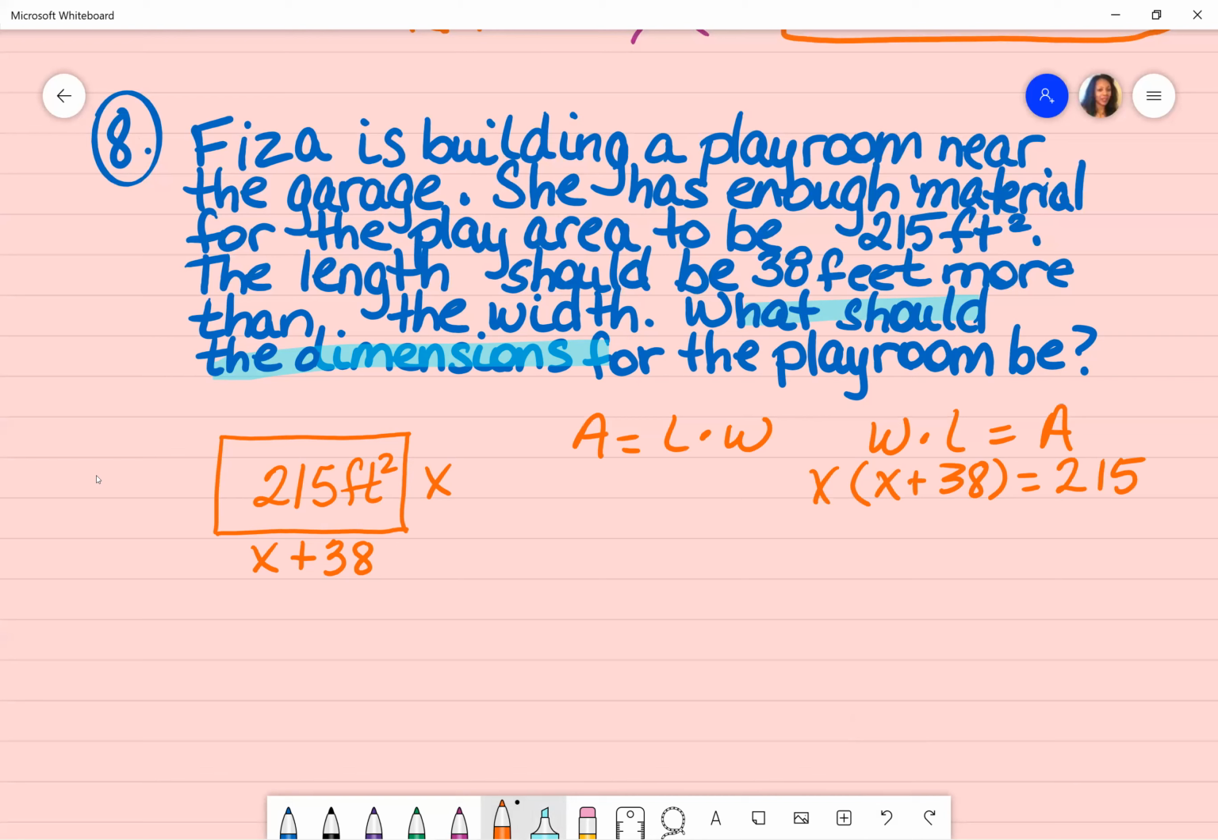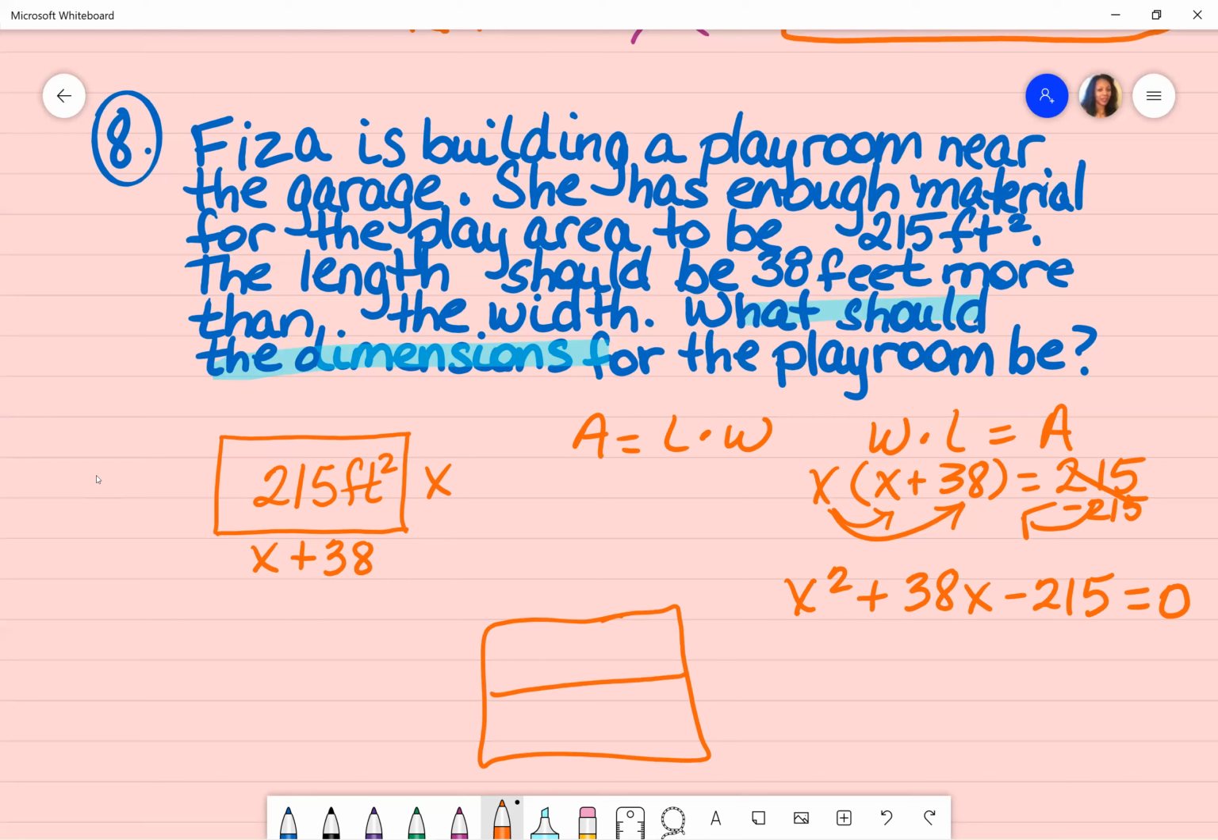So now we just use our distributive method and we end up with X squared plus 38X. And I'm just going to move this 215 to the other side, which requires me to change signs, negative 215, and it's set equal to 0. That was the whole purpose of moving it. Now I can use my calculator if I wanted to, because I know that I have some big numbers here. So again, not trying to confuse you, but using the area model, if I use my first term, X squared, and my last term, negative 215, I see that A times C is negative 215.